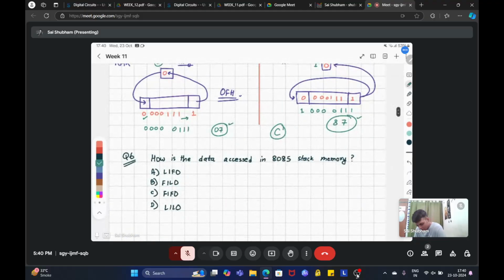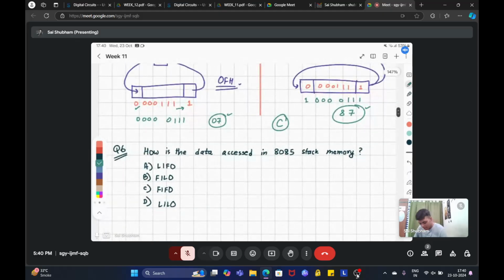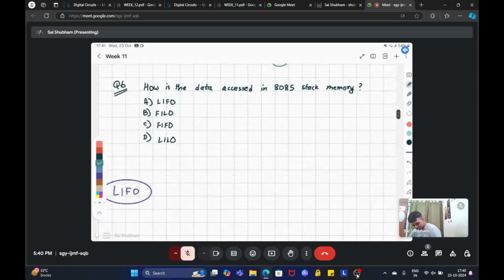Moving on to the next question. How is the data accessed in 8085 stack memory? The options are LIFO, FILO, FIFO, and LILO. So L stands for last, F stands for first, I is for input, and O is output. So LIFO stands for last in, first out. So the answer is LIFO. It operates like this.